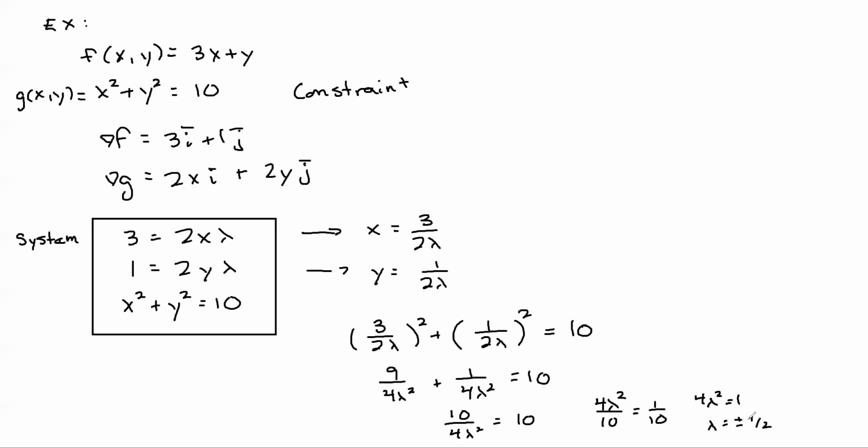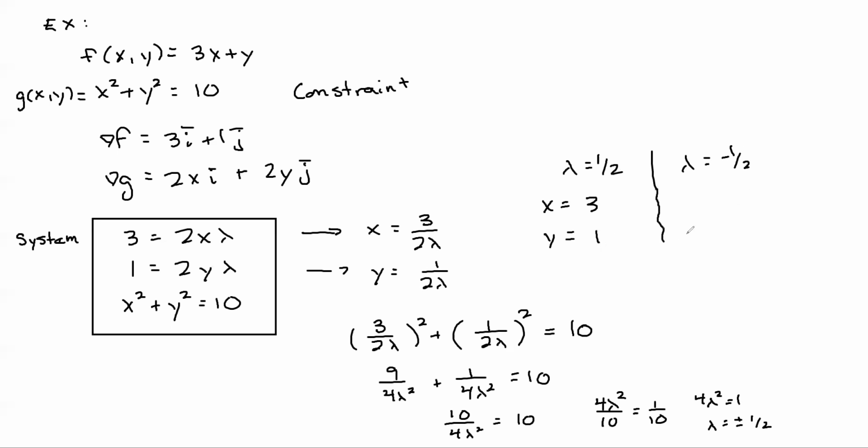Once I have lambda equals plus or minus 1/2, I'm going to go all the way back to my definitions for x and y, and I'm going to plug those in. So we're going to have lambda equals 1/2. Lambda equals negative 1/2. Those are the two solutions I got. If lambda equals 1/2, we get x equals 3 over 2 times 1/2. That's going to be 3. And we get y equals 1 over 2 times 1/2. That's going to be 1.